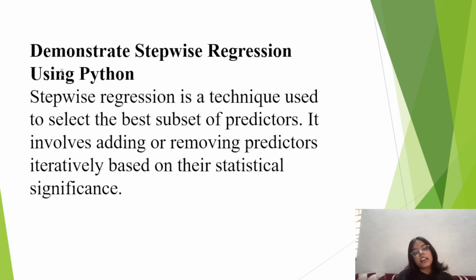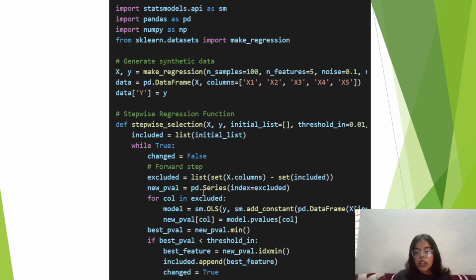Now, secondly, we are demonstrating stepwise regression using Python. As we just talked about, this is the best regression of all of them. Stepwise regression is a technique used to select the best subset of predictors. It involves adding or removing predictors iteratively based on their statistical significance. Now, let's get into the code of this.